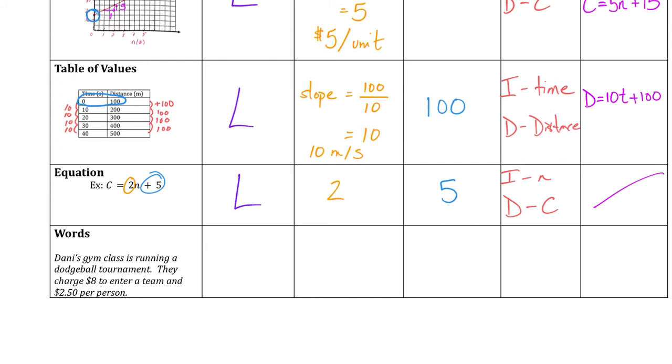Danny's gym class is running a dodgeball tournament. They charge $8 to enter a team and $2.50 per person. Well, let's say that I just took that information that was given and I did not fill it in left to right. I just kind of filled it in as the information was given to me. Okay. They charge $8 per team to enter. $8 to enter. That's our fixed amount. That is our vertical intercept. They then charge $2.50 per person. There is my rate of change.